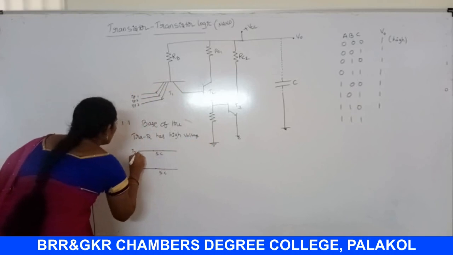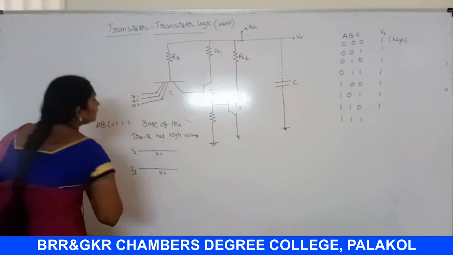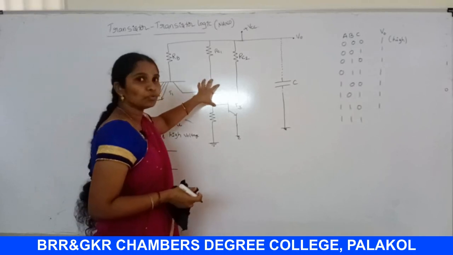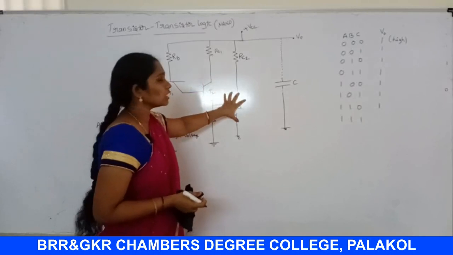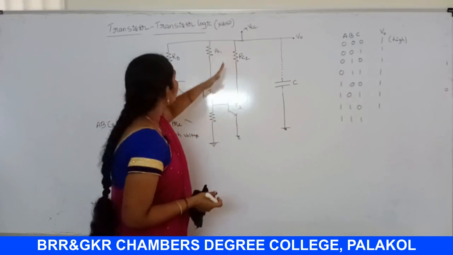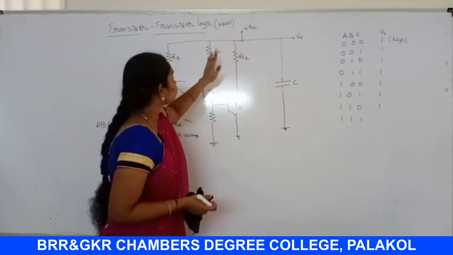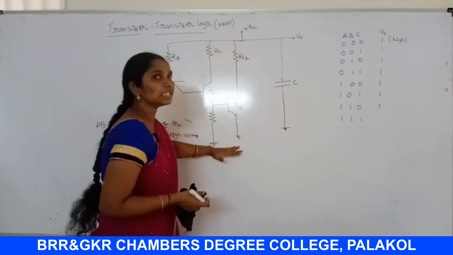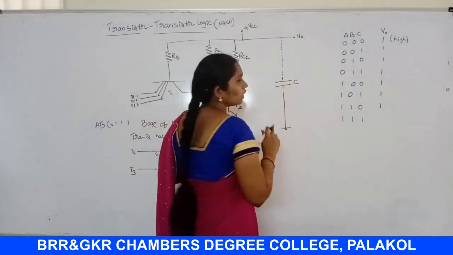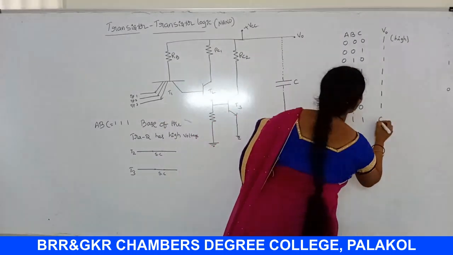This is T2 and this is T3, and therefore it is a short circuit and this is also a short circuit. That means there is a path for the voltage to flow through these transistors to the ground. So finally the output voltage is 0.